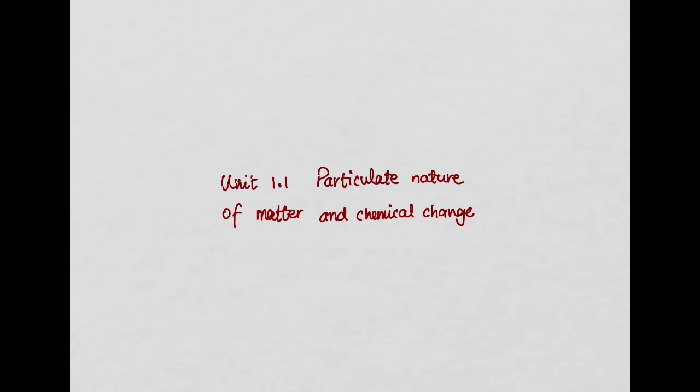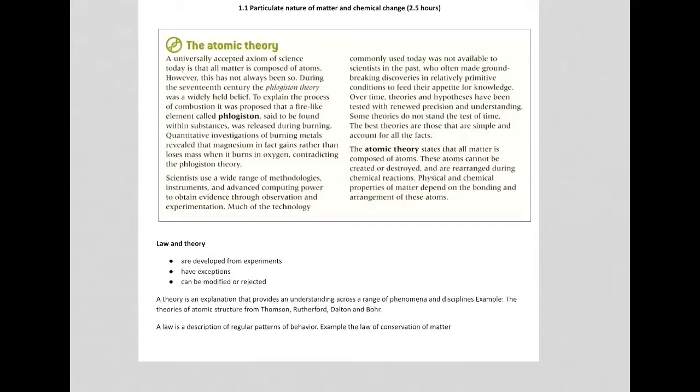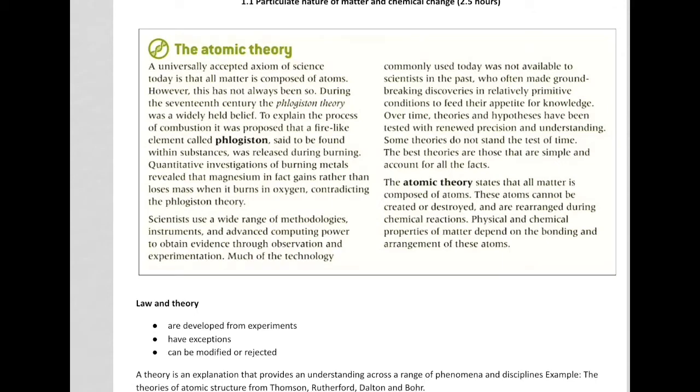Hi everyone, so let's have a look at Unit 1.1, which is the particulate nature of matter and chemical change. We'll start with the nature of science. So long ago, scientists thought that matter is made up of something called phlogiston, and when these things would be burnt, phlogiston would be liberated. So meaning that when things burn, they lose phlogiston. This was called the phlogiston theory.